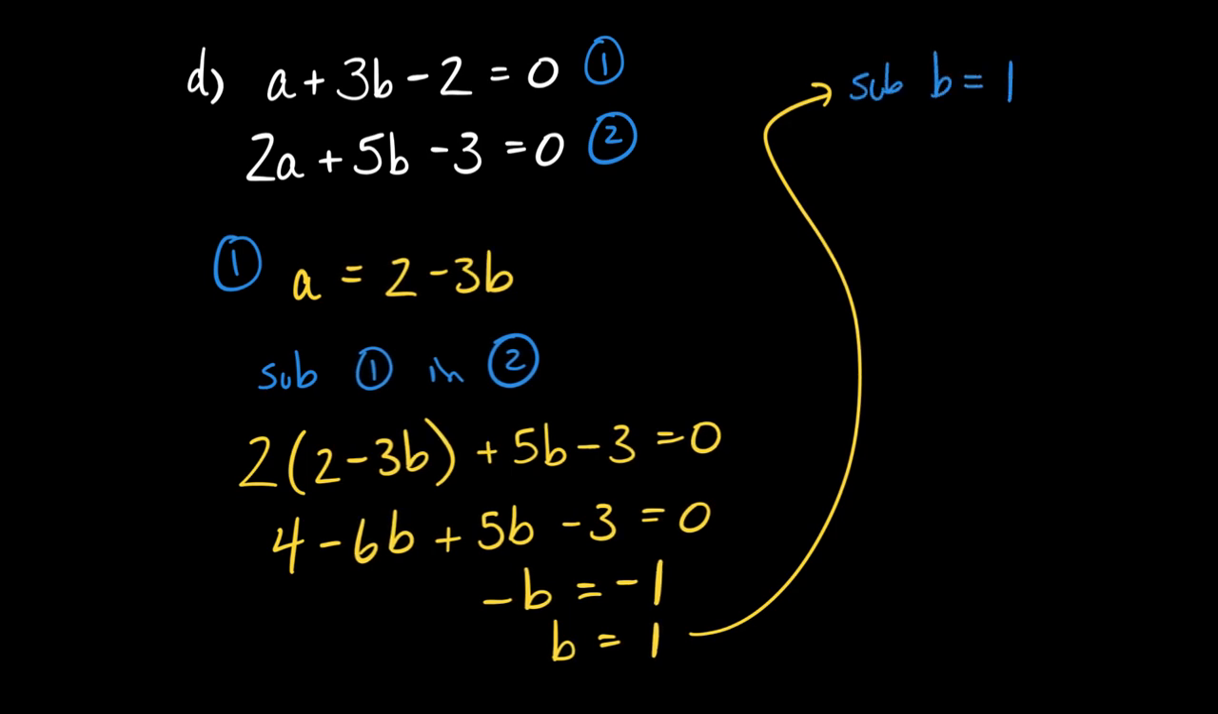So I'm going to now sub b equals 1 back into one of my originals, and I'm going to sub it back into 1 because 1 just looks smaller. It's got a coefficient of 1 on my a. So I can now replace my b with a 1. 3 times 1 is 3. And I can solve for a.